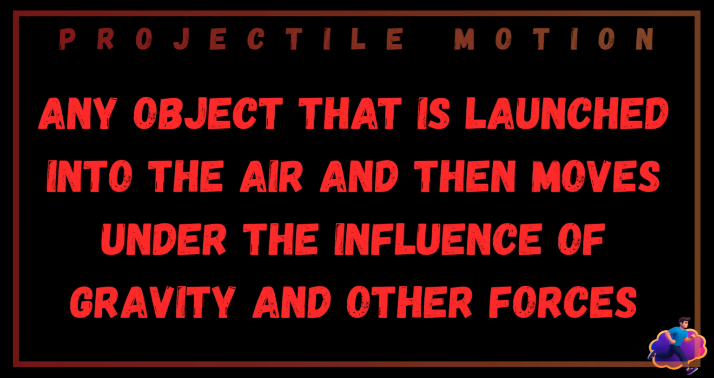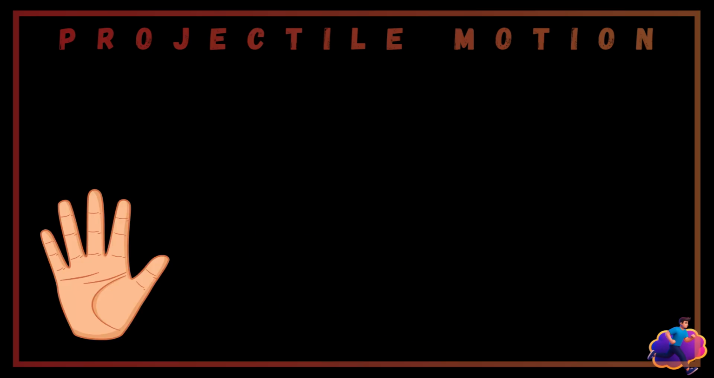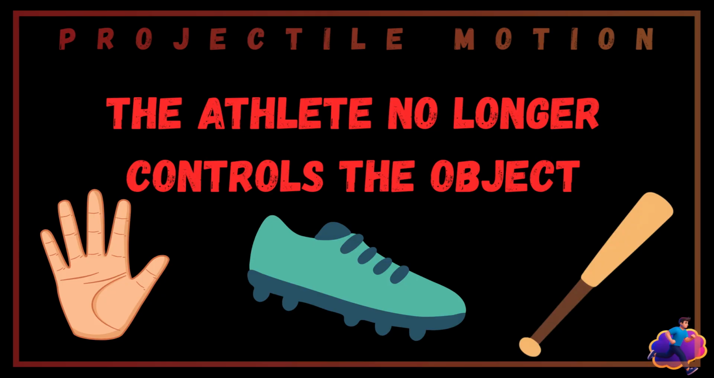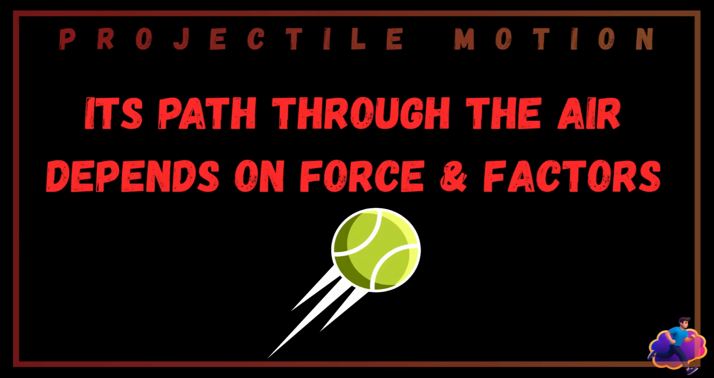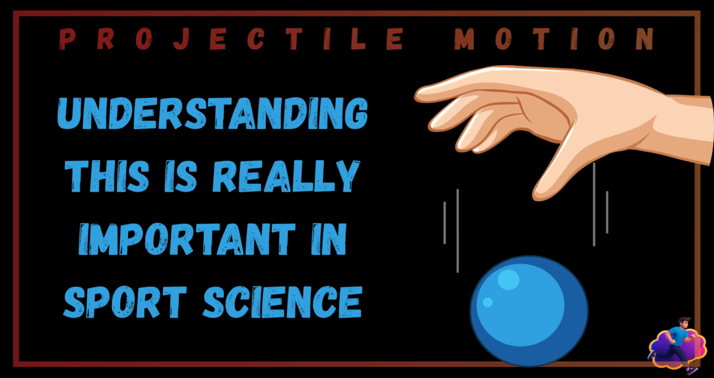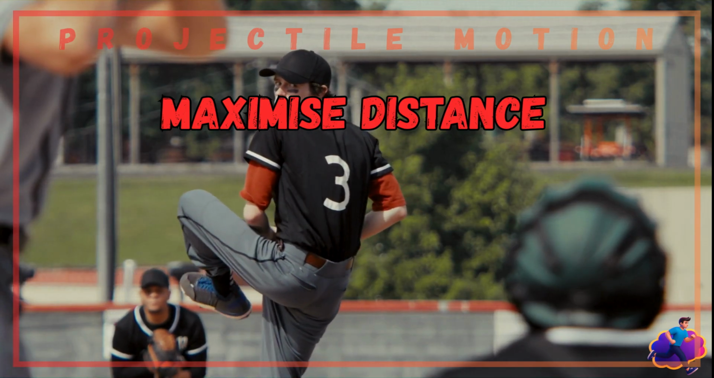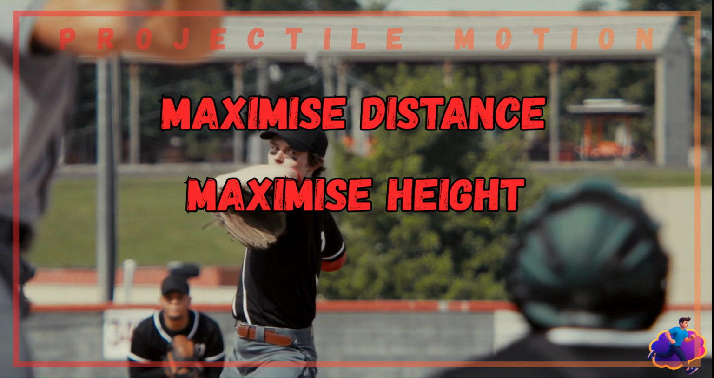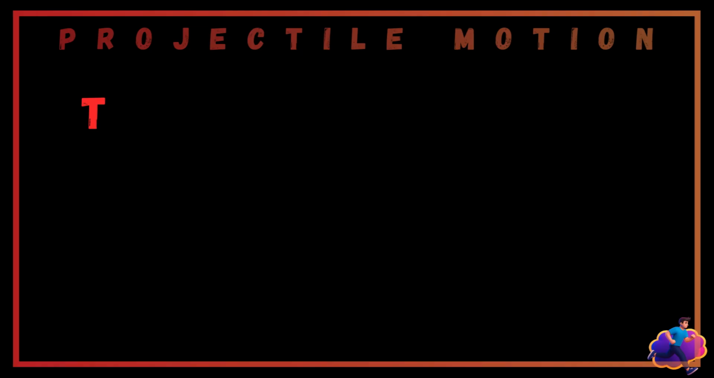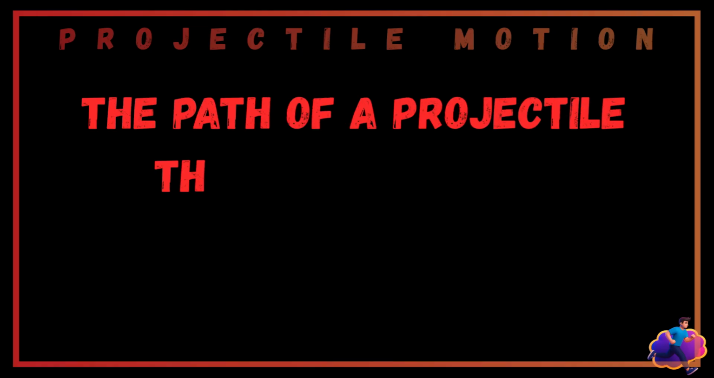In sports science, a projectile is any object that is launched into the air and then moves under the influence of gravity and other forces. Once the object leaves the athlete's hand, foot, or equipment, the athlete no longer controls it. From that point on, its path through the air depends on a number of forces and factors. Understanding what affects the path of a projectile is really important in sports science because it explains how athletes maximize distance, height, and accuracy. So let's start with the most important concept here.